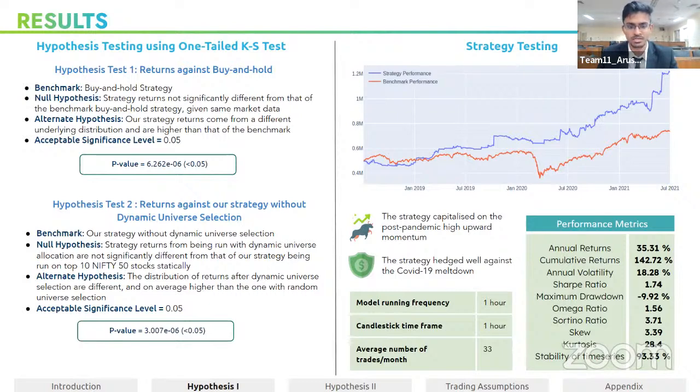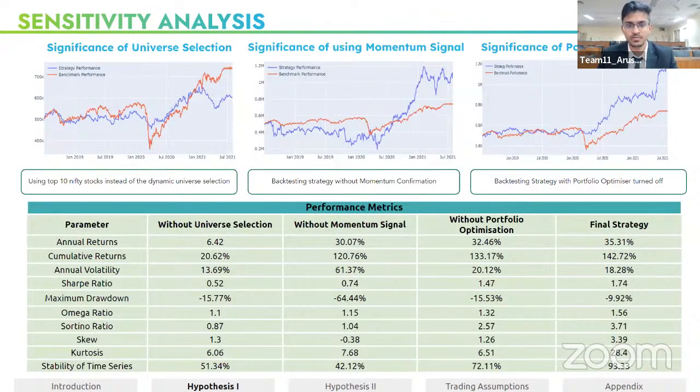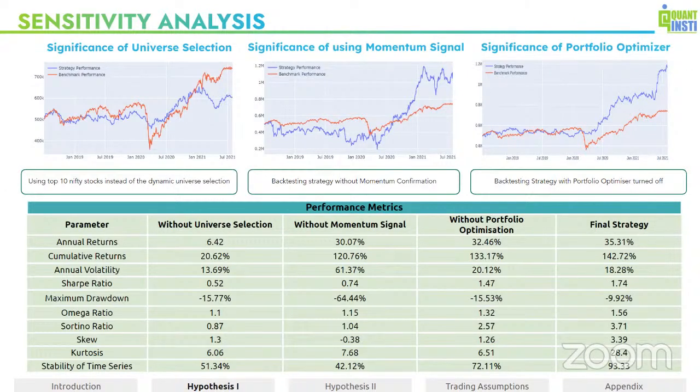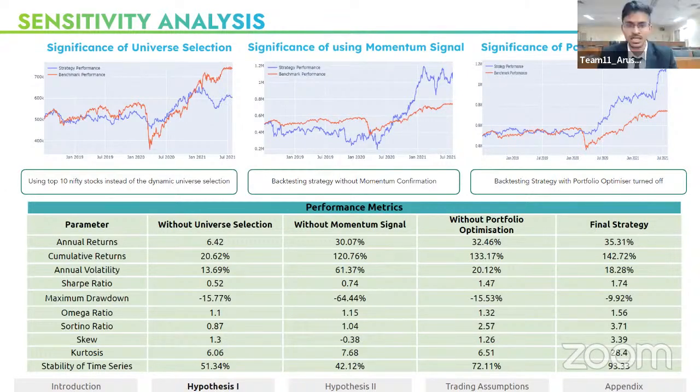On the right, through our backtests, we show that our strategy capitalized well on the post-pandemic momentum, displaying around 150% returns with a 1.74 Sharpe. We also compare the backtesting results with specific components of our pipeline turned off. In the first case, we don't use the dynamic portfolio selection and instead run our strategy on a static portfolio of the top 10 Nifty stocks. In the second case, we run our strategy without using the two-candle momentum confirmation. While in the last one, we use equal weights for our stock universe and do not use the MPT-based portfolio optimization. Seeing the returns data and the Sharpe ratios, we conclude that each part of the pipeline adds some value in terms of performance.